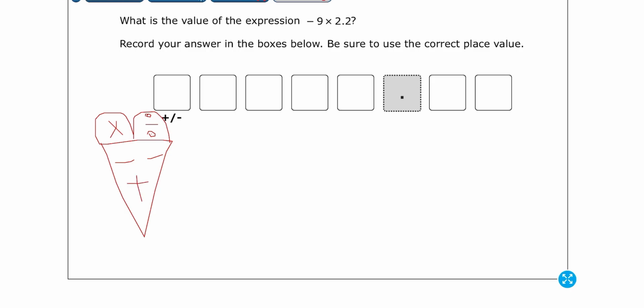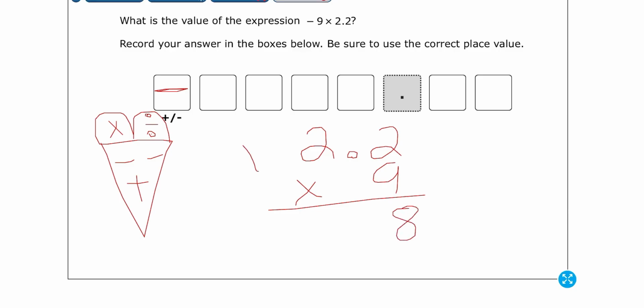So in this case, the answer is going to be a negative. Negative what? Okay, well, let's multiply. 2.2 times 9, my apologies. You should have gotten 19.8. Now, where do we put the 19? The 19 has to go right here. Point and then the 8.